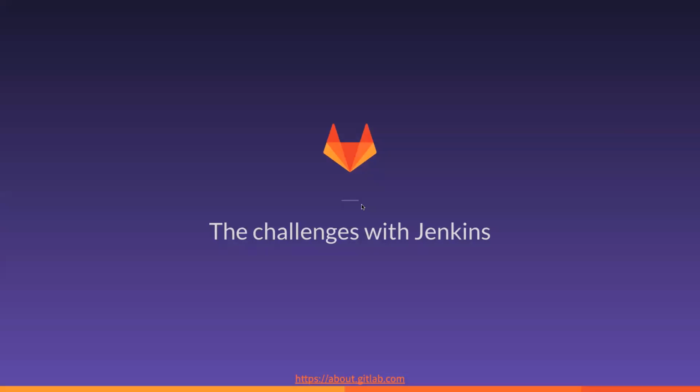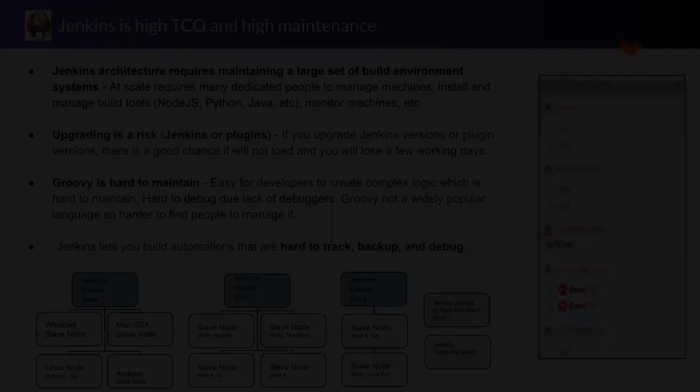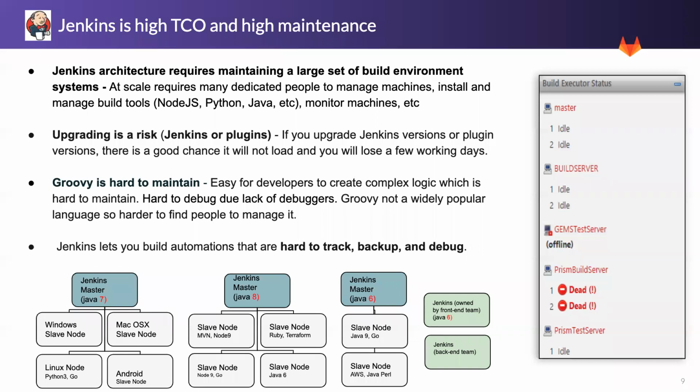Right, so now I want to discuss a few challenges that we hear from Jenkins users. So first of all, Jenkins, of course, everyone knows is free. You can get Jenkins for free, but the total cost of ownership appears to be high. And also it has high maintenance. And this is because of the machines that you need to maintain while you have Jenkins, you have a large set of build environments that you need to manage, installing the build tools on them.